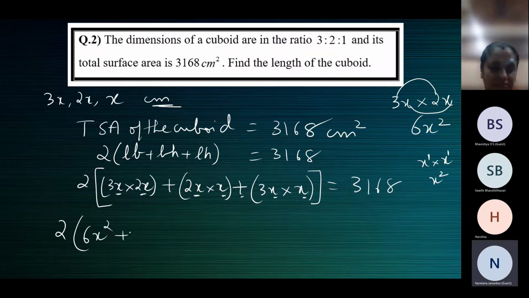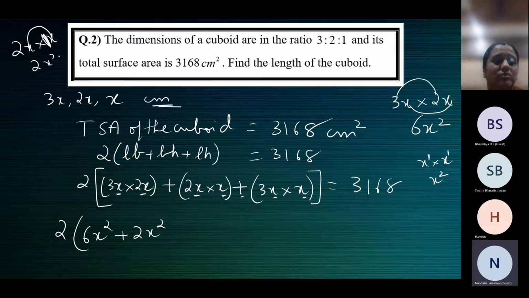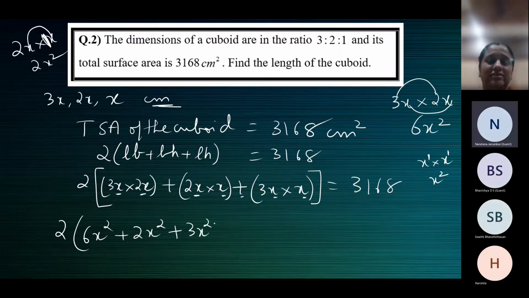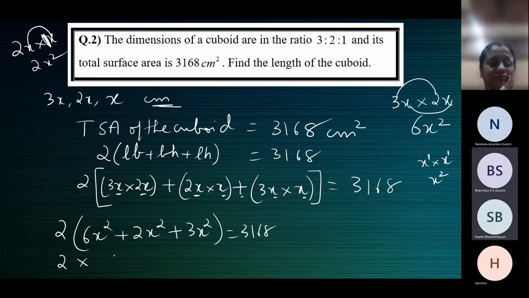Plus 2x square plus 3x square. Not 3x square after 6x square. 2x into x is 2x square. X into x is x square, and 2 ones are 2, so 2x square. Then 3x square. Correct. Is equal to 3168. All right. Now what's the next step? 2 into 6x square. 2 into 6.